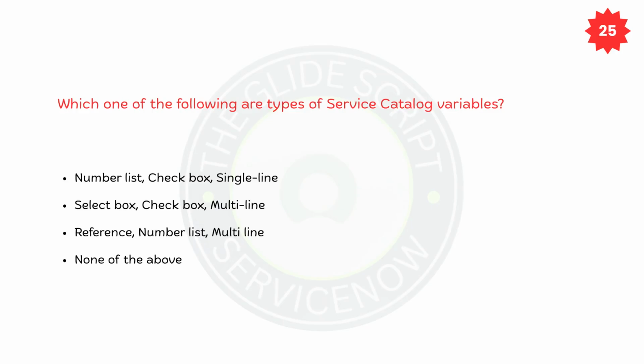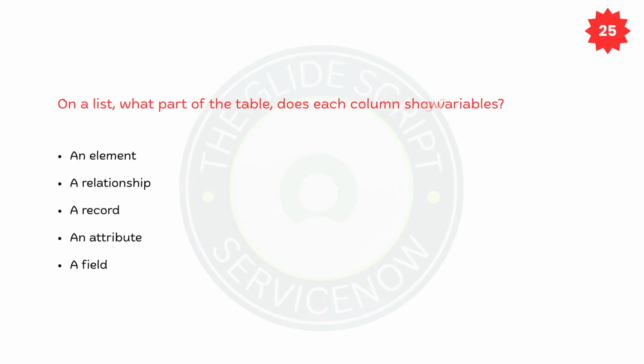Next, which one of the following are types of service catalog variables? Select box, checkbox, and multi-line is the correct one. ServiceNow Service Catalog supports variable types such as select box, checkbox, and multi-line text. These are standard catalog variable types used to capture user input on catalog items and record producers as well. Number list is not a valid service catalog variable type. This makes the option incorrect.